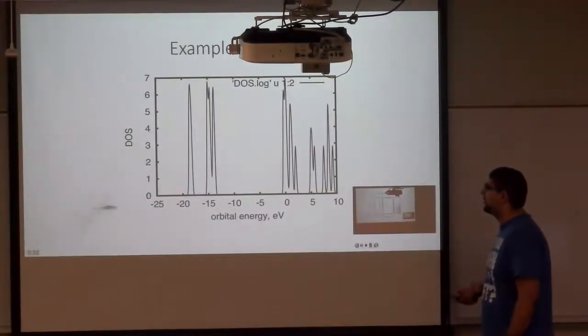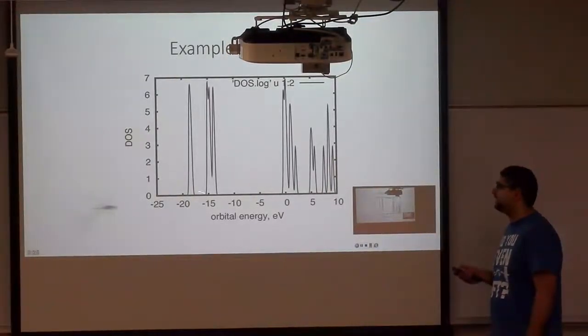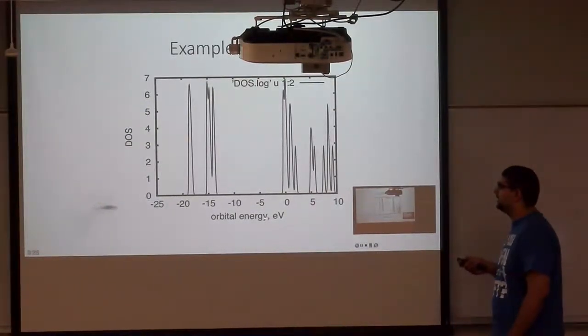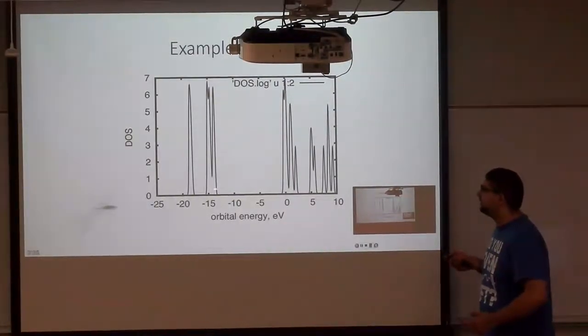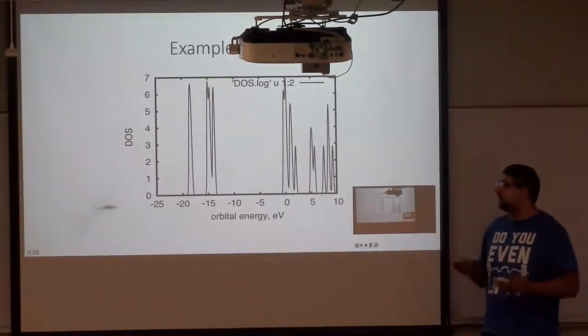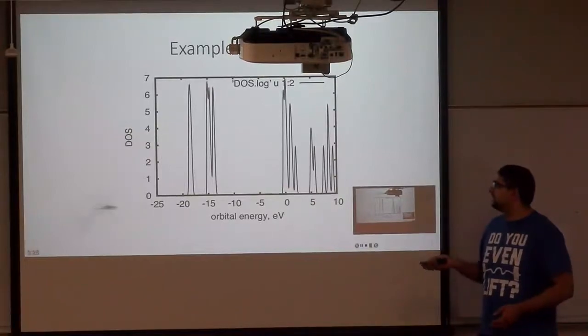And here's a quick example. Density of states is on the y-axis. Orbital energy is on the x-axis. It's in electron volts, and the states at -20, -15, and 0 are the most probable because they're the ones with the highest number of states. So this is just a quick example of how we use a density of states plot. And that's the end of my presentation.